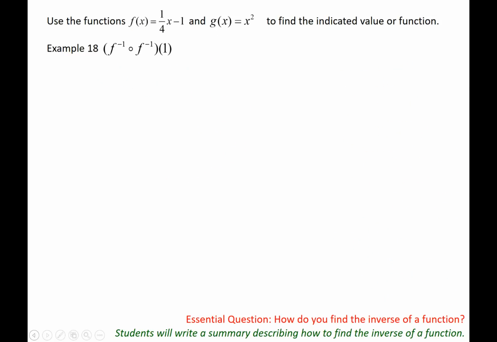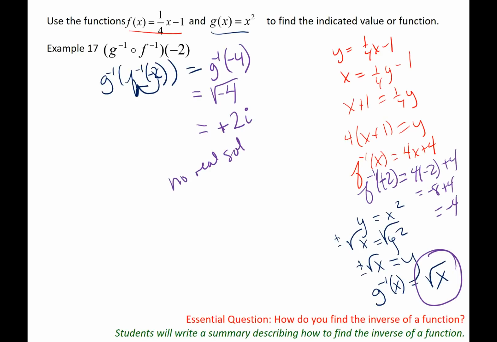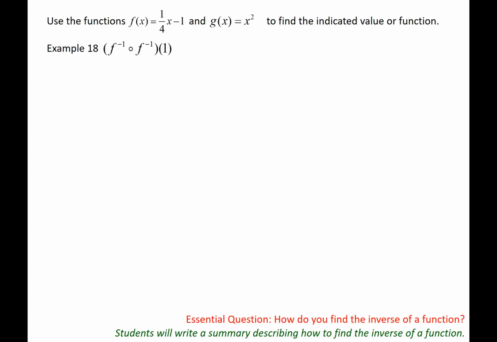All right, let's look at this last one here. So it's the same numbers. Let's write that inverse from before. Let's not redo our work. So f inverse of x is 4x plus 4. I'm not going to redo work I've already done. This is saying we're going to take f inverse of f inverse of 1.